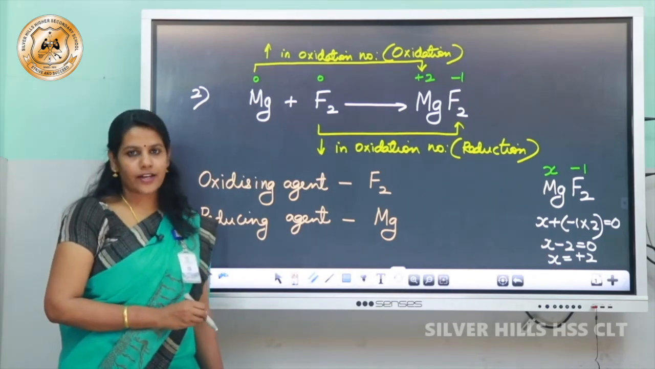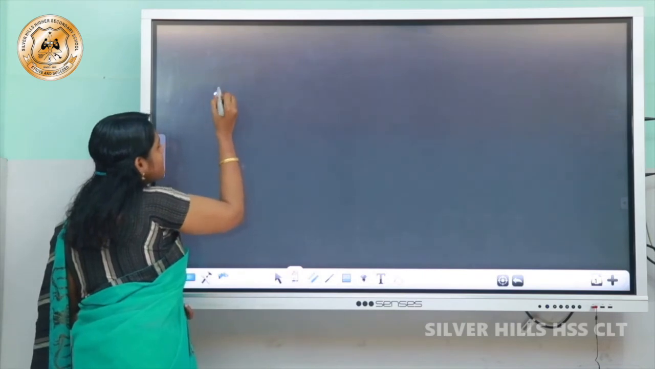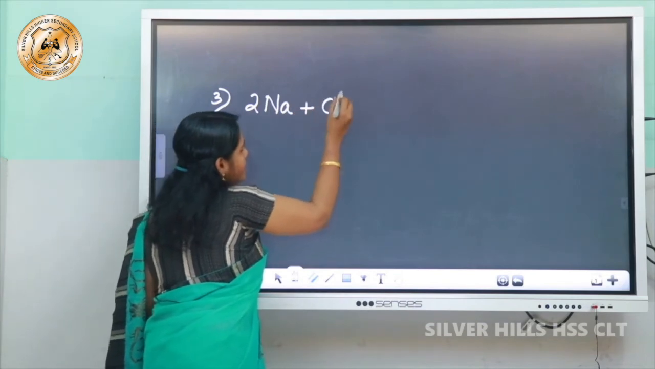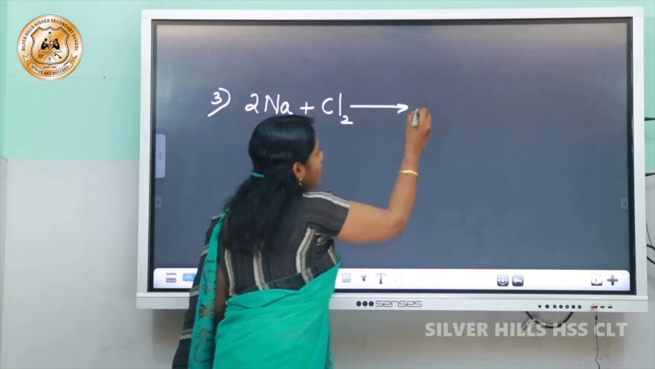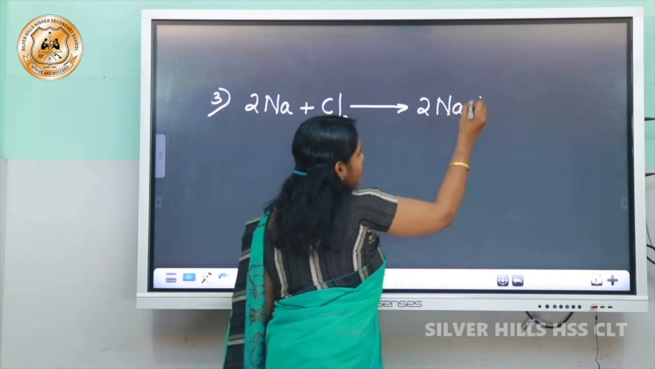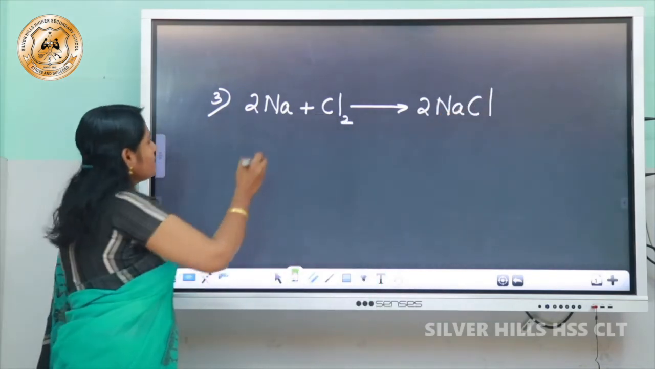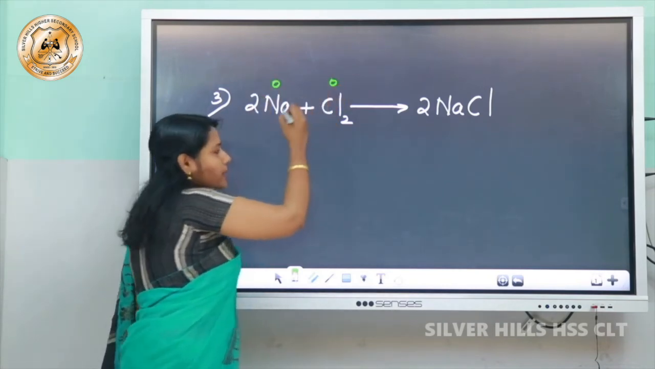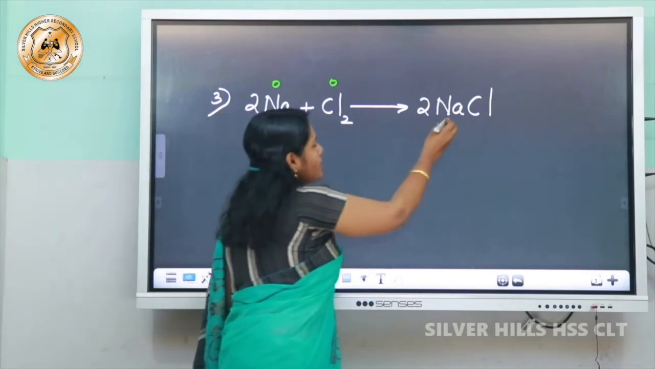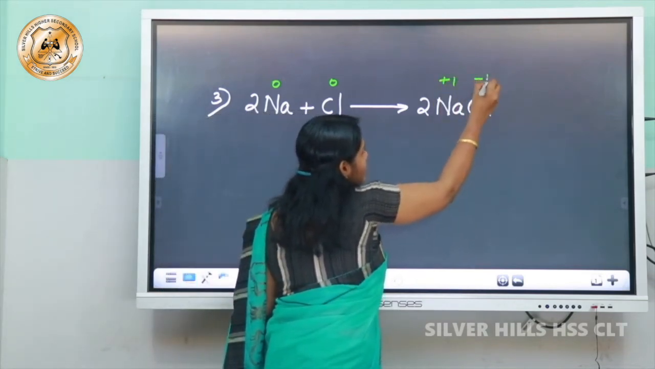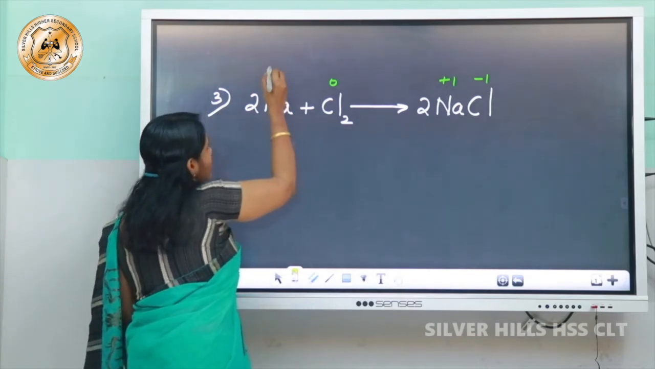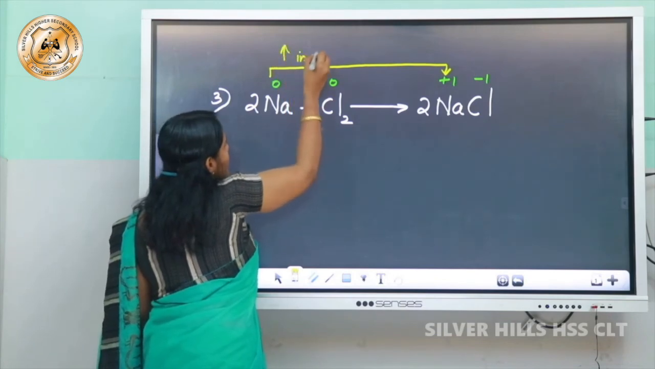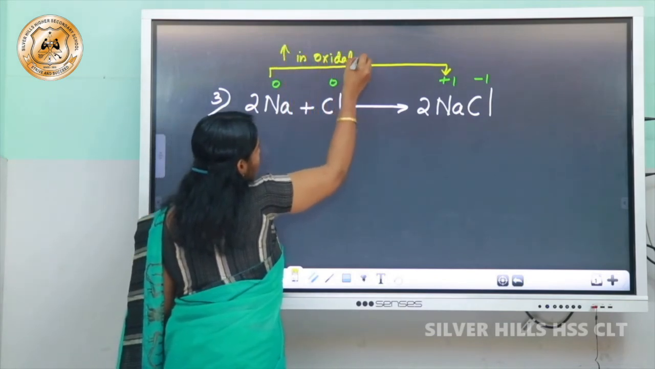Now let us move to the third reaction: Na plus Cl2 gives 2NaCl. Calculate the oxidation number. For Na, since it is in the free state, it is 0. Cl2 is a homonuclear diatomic molecule, so it is 0. In NaCl, for sodium it is plus 1 and for Cl it is minus 1. So, Na 0 becomes plus 1. There is an increase in the oxidation number.